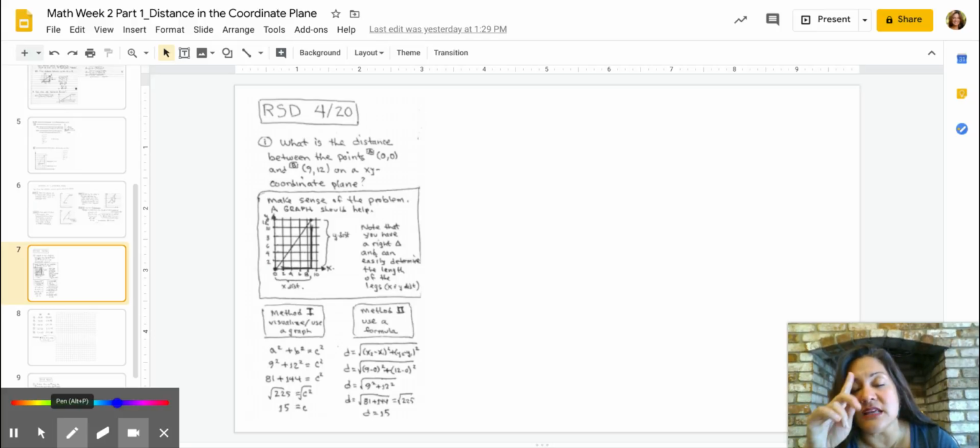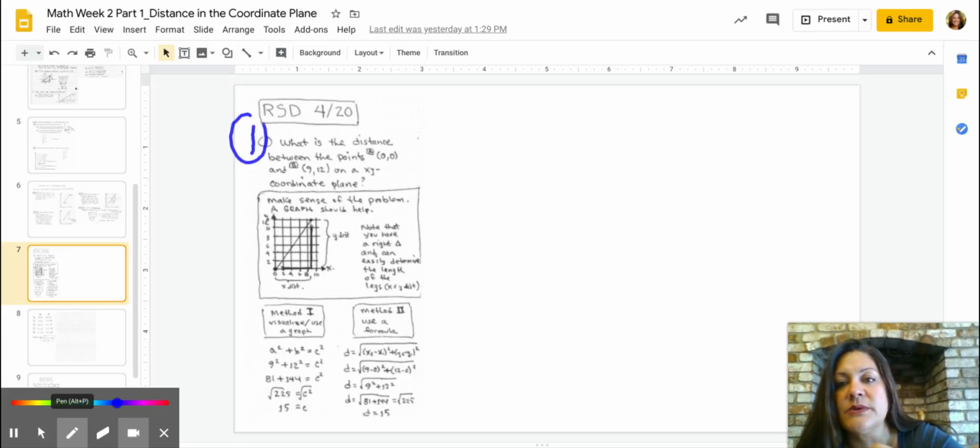For these, if you don't have graph paper, you can easily draw your graph. What I did, you'll see on the next slide, is I actually Googled graph paper and I inserted it as an image, but you can have free graph paper that you can print on your computer at home if you like, or have access to that. Otherwise, you can just draw it with a straight edge and a pencil. Okay, so number 1, what is the distance between these 2 points?